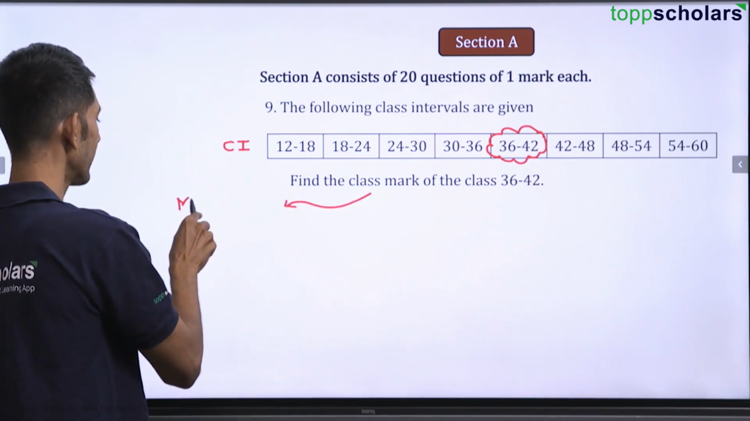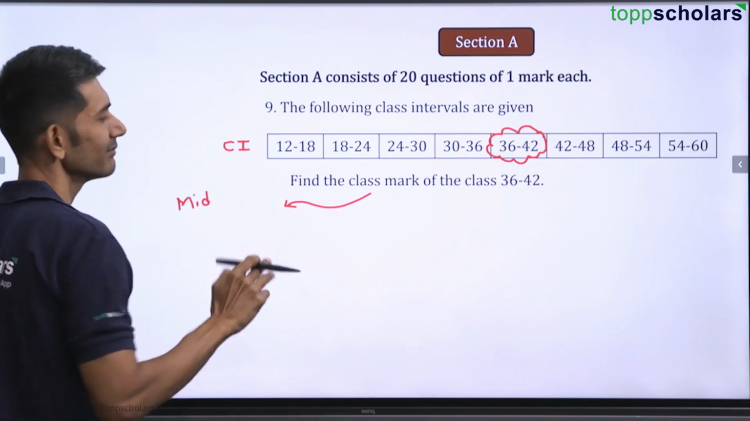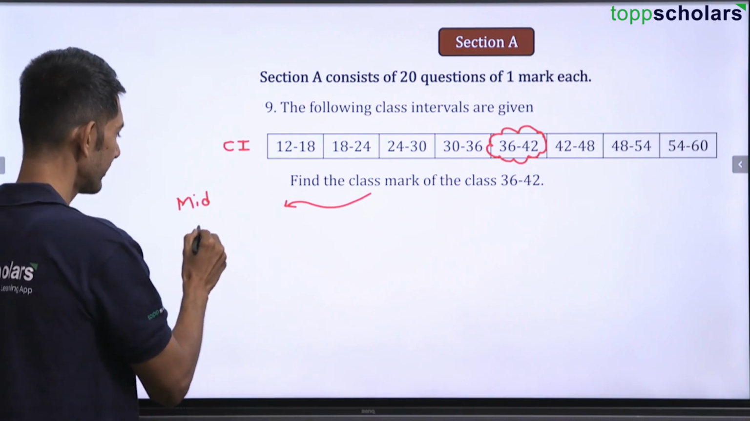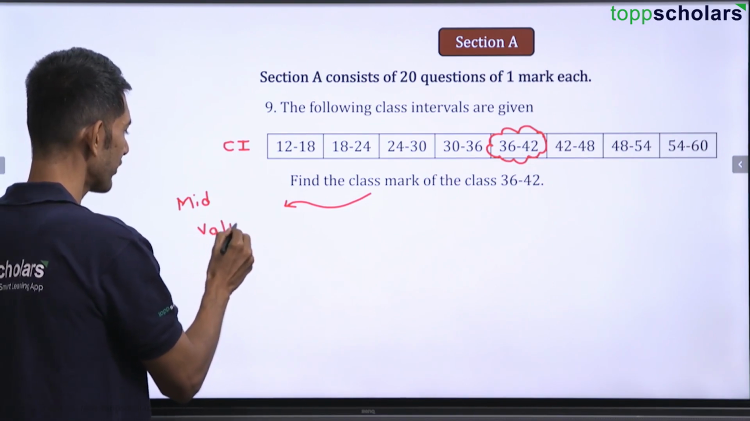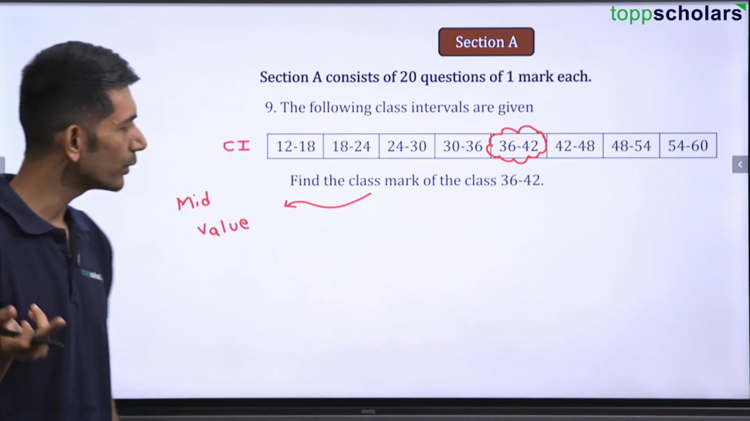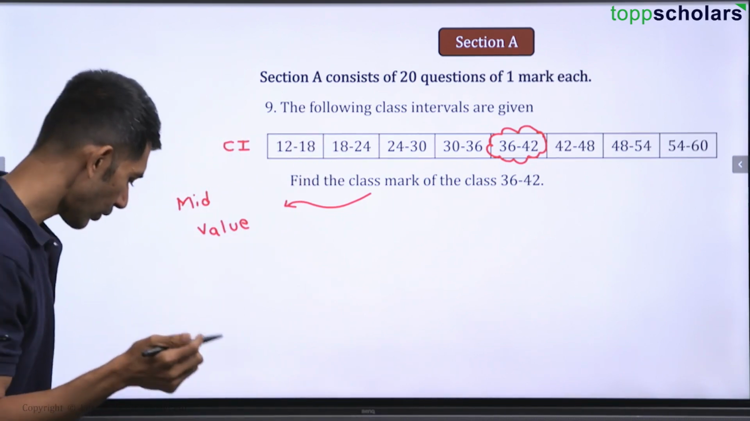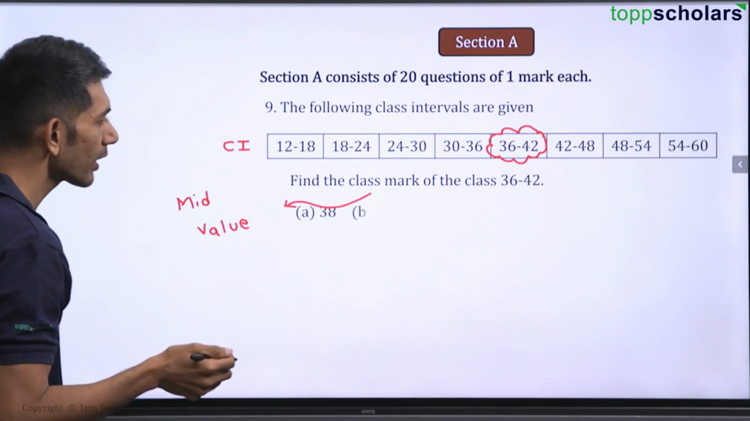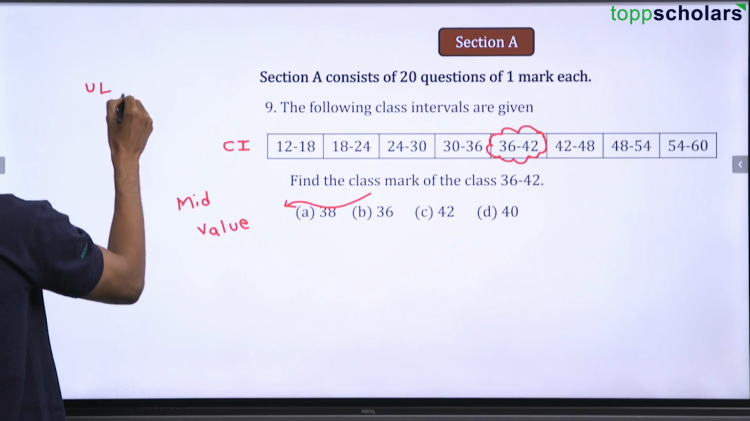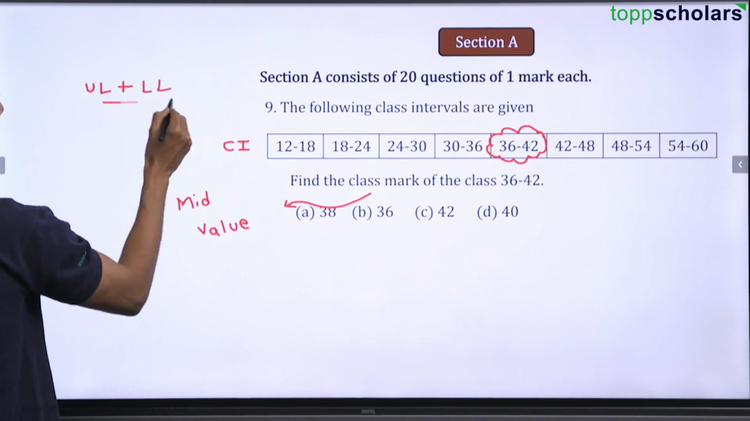Class mark is your, not really midpoint, midpoint comes in geometry. Mid value is a better word. Let us call it mid value. So mid value, if you are able to do it orally, visualize it, you can do it, or else you know the formula. What is the formula? The formula is upper limit plus lower limit divided by 2. So the 4 options are given: upper limit plus lower limit divided by 2.